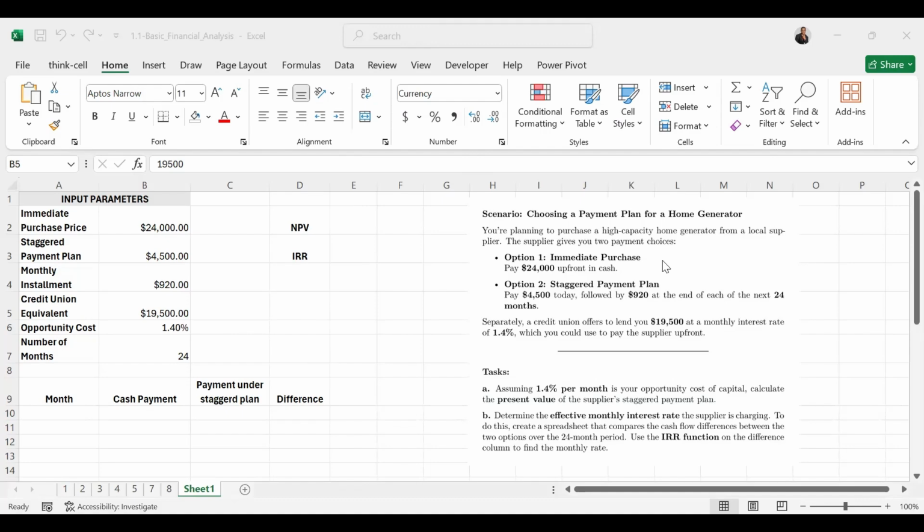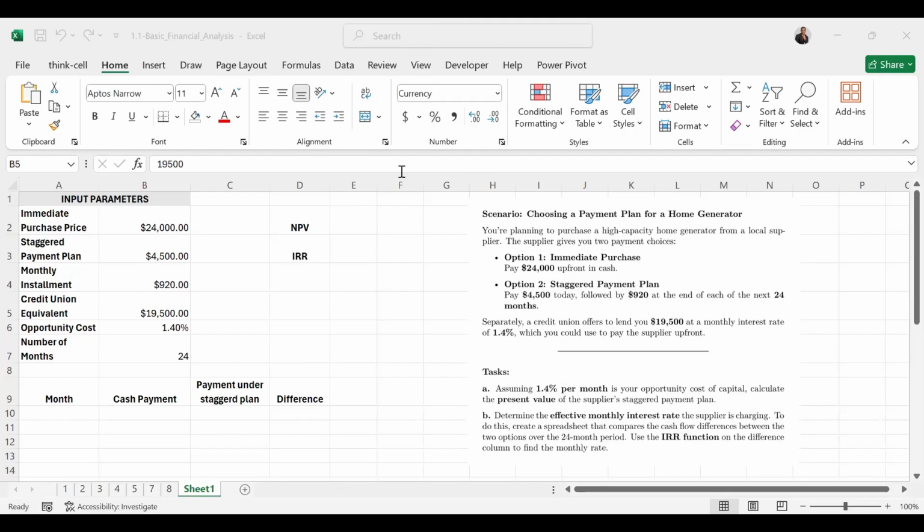Now we have two tasks here. The first is, assuming 1.4% per month as your opportunity cost of capital, calculate the present value of the supplier's staggered payment plan. And the second is determine the effective monthly interest rate the supplier is charging. To do this, create a spreadsheet that compares the cash flow difference between the two options over the 24-month period. Use the IRR function on the difference column to find the monthly rate.